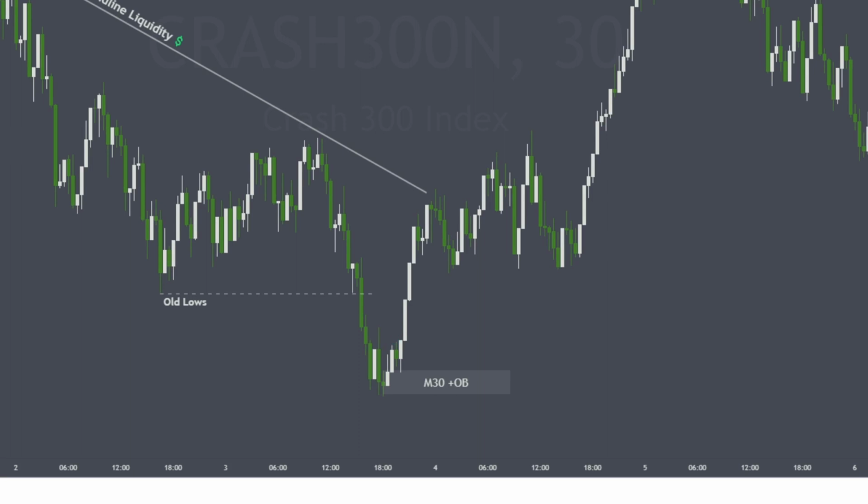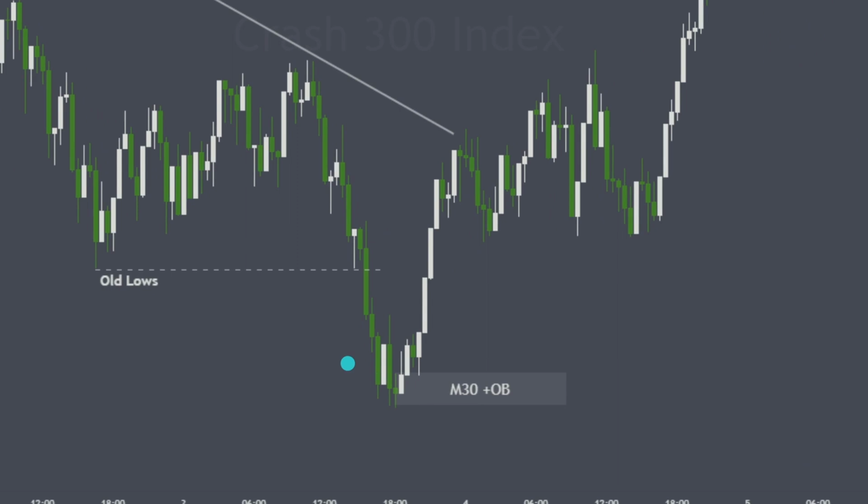Remember, the order block is the last down close candle before the upward movement. So this was the last down close candle, and then we had the upward movement. So price will come back for this level. They did come back on the high of this candle, this bullish order block. They touched that, and they spiked to the upside radically.